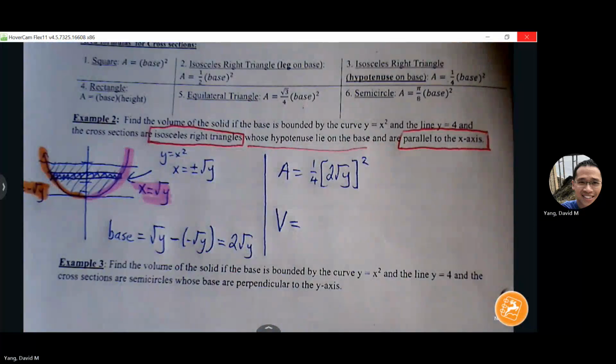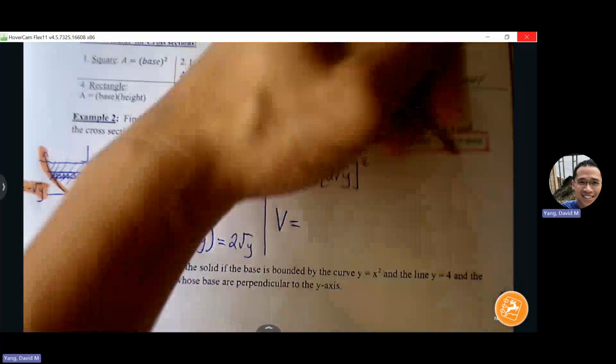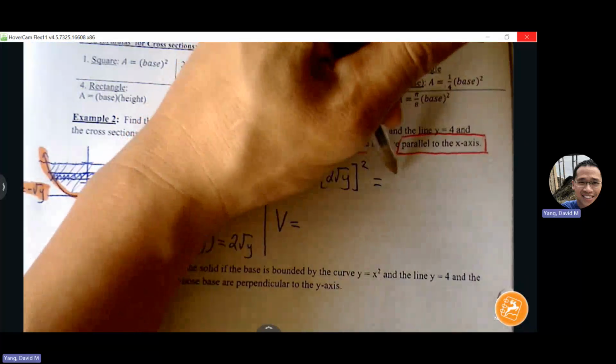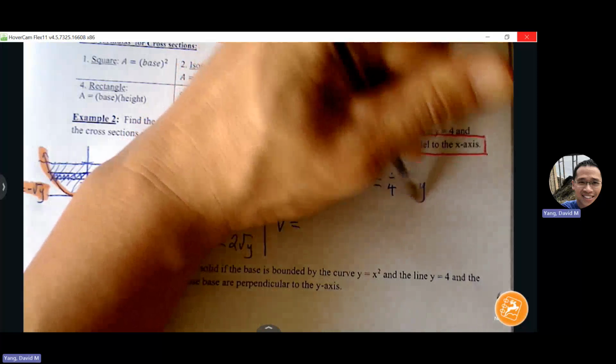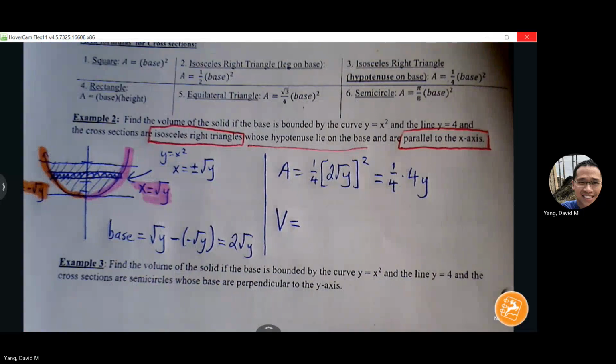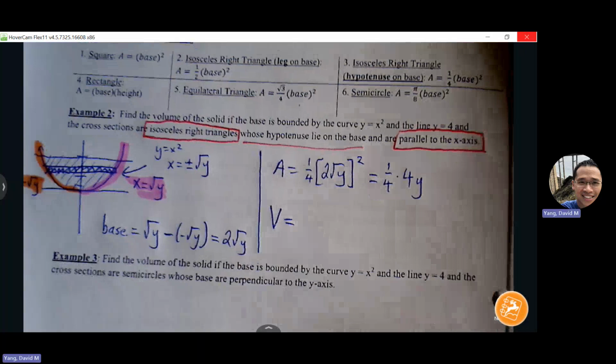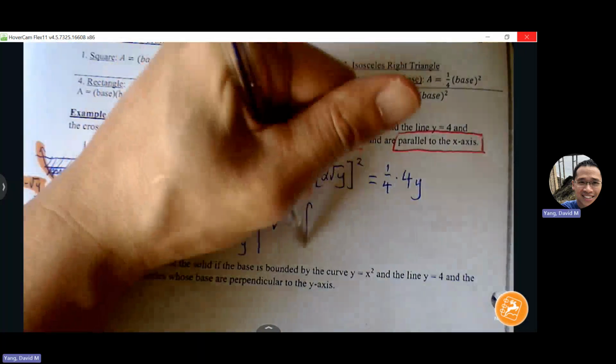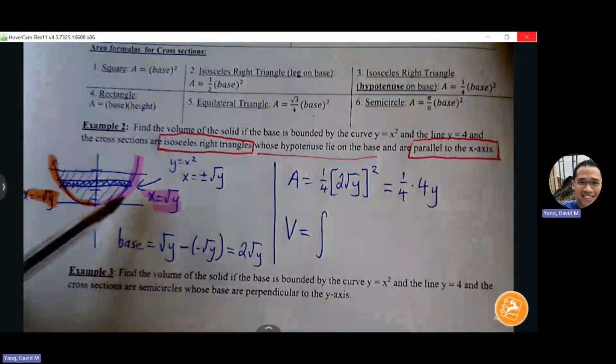Okay, volume. We can clean this up, or we can put it into the calculator. If I clean it up, it's less things to plug in. I can do 1/4 times 4y, which just ends up being what? Y. Just y, right? So I'm just doing the integral from, okay, remember, we're dealing in terms of y here.